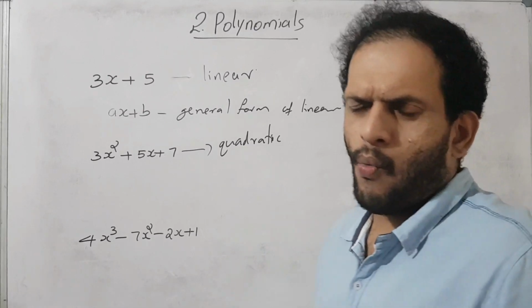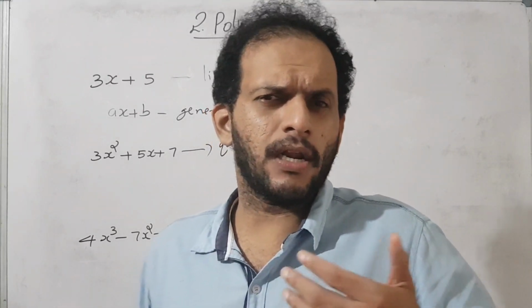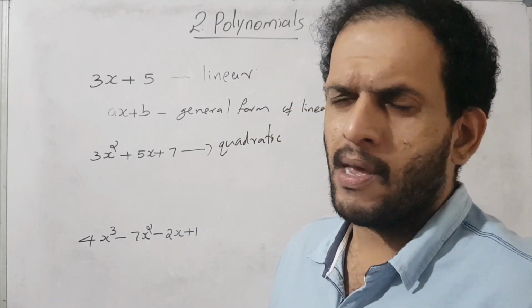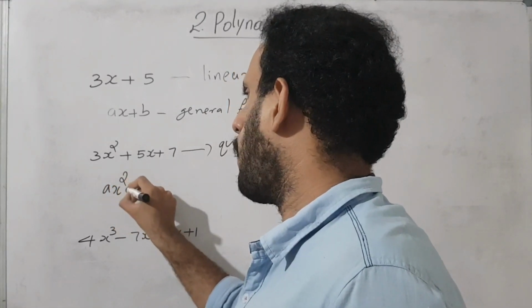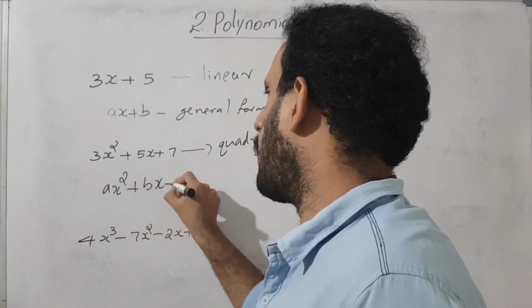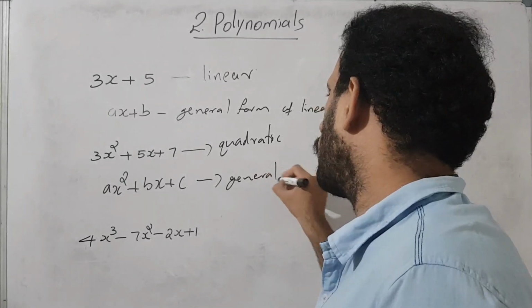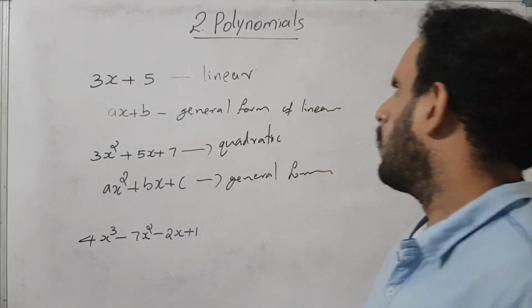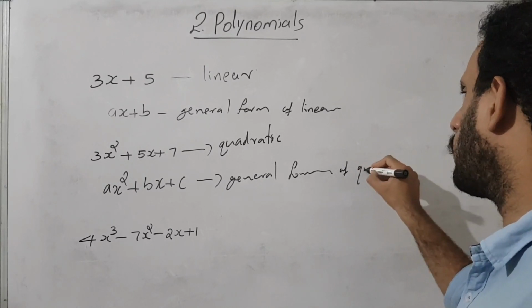What is the general form of a quadratic polynomial? Do you remember? Yes, ax square plus bx plus c is the general form of a quadratic polynomial. Correct?